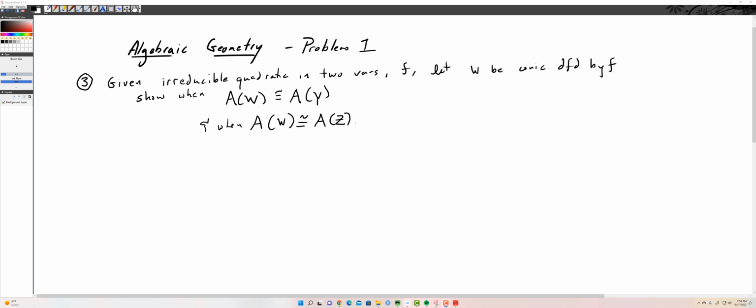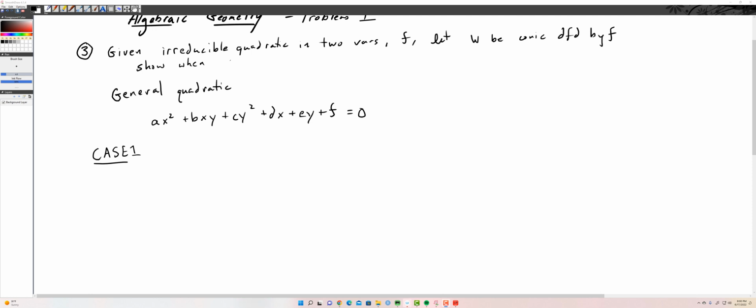The third part of this problem is possibly the most involved. Given an irreducible quadratic in two variables, f, let W be the conic defined by f, and show when the coordinate ring of W is isomorphic to the coordinate ring that we discussed for y minus x squared, and when AW, the coordinate ring for W, is isomorphic to that of xy minus 1, or the coordinate ring for the set generated by xy minus 1. So I've written out here the general form of a quadratic in k[x,y].